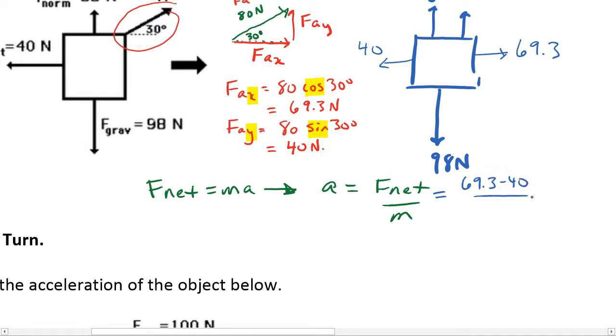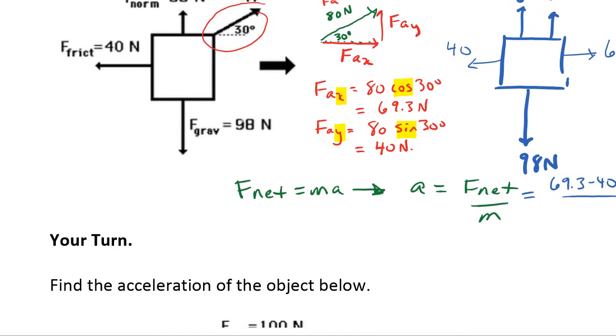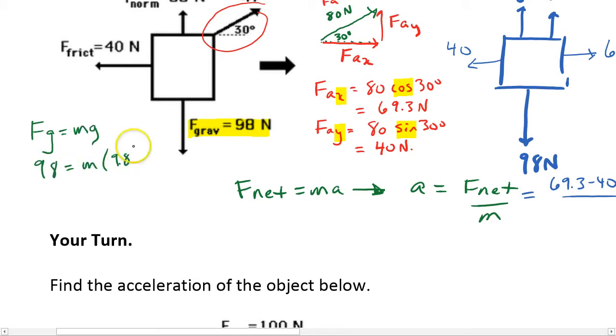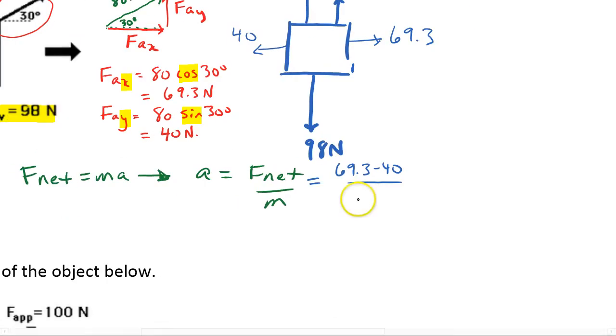Now I have to go and figure out the mass. So you may recall that the force of gravity here, since it's equal to 98, the force of gravity is equal to m times g. So if I put in a 98 here, it is going to be equal to m times 9.8. So when I divide both sides by 9.8, I'm going to get a mass of 10 kilograms. So over here I'll get 10 kilograms.